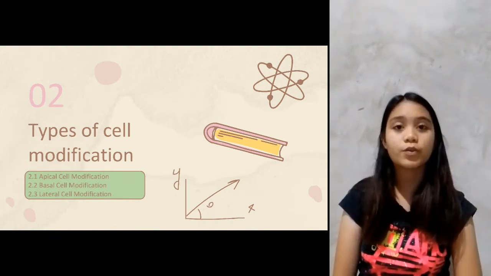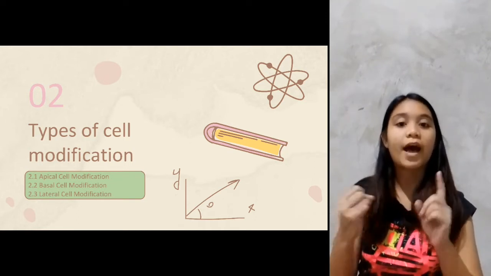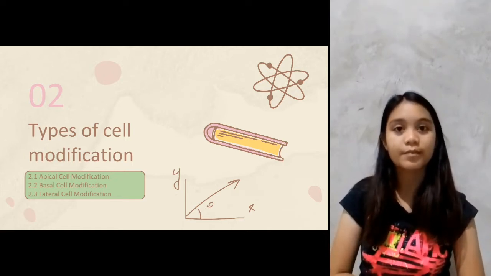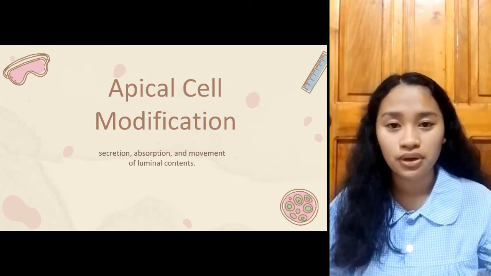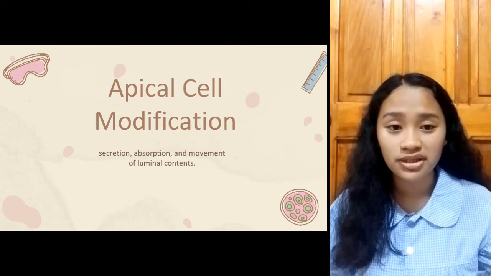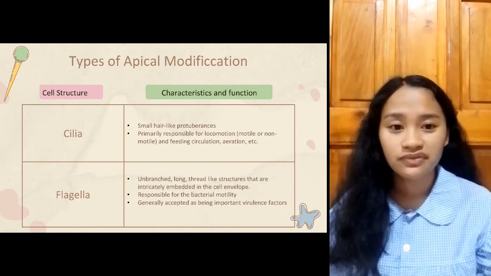Now, since we have understood the concept of cell modification, let us proceed to its types. We have apical cell modification, basal cell modification, and lateral cell modification. The apical cell modification. On all epithelia, they have one free surface called the apical surface, which is exposed at the body surface or at the lumen or space of the body cavity, duct, tube, or vessel. It is specialized to carry out functions that occur at these interfaces, including secretion, absorption, and movement of the luminal contents. Here are the types of apical cell modification.